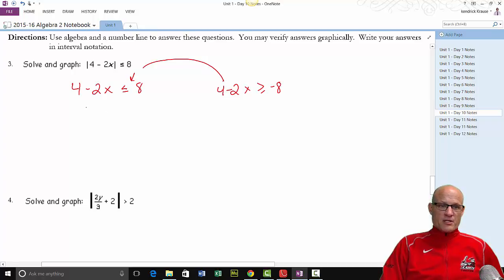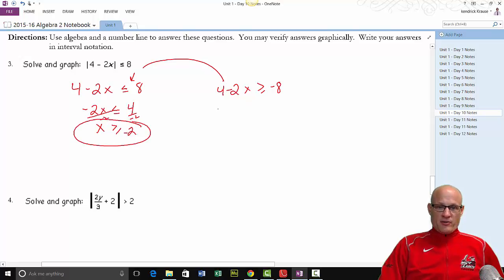Let's solve them. Negative 2x is less than or equal to 4. Divide by negative 2, and I get x is greater than, we're dividing by negative, notice I'm flipping the sign, greater than or equal to negative 2. So there's one part. I flipped it and I negated. So negative 2x is greater than or equal to negative 12. Divide by negative 2, divide by negative 2, and I get x is less than or equal to positive 6.